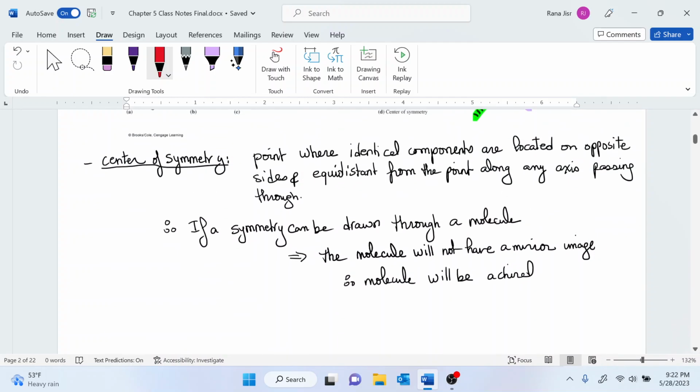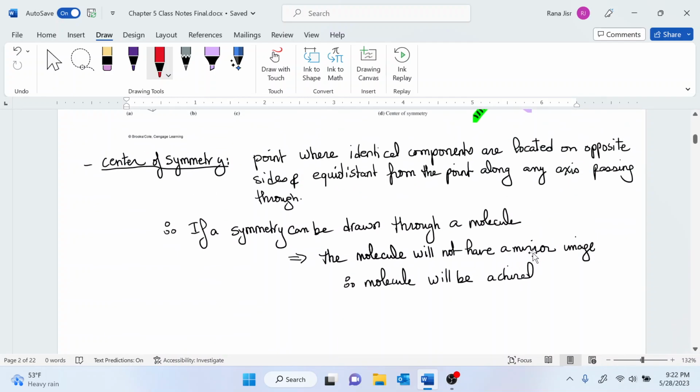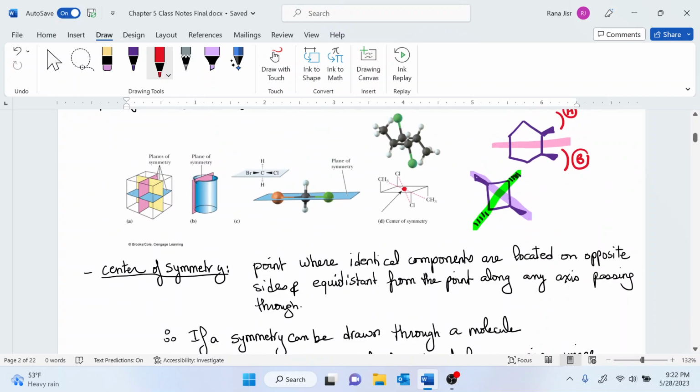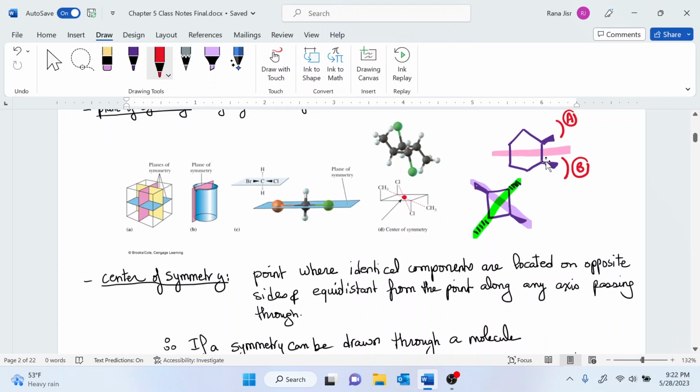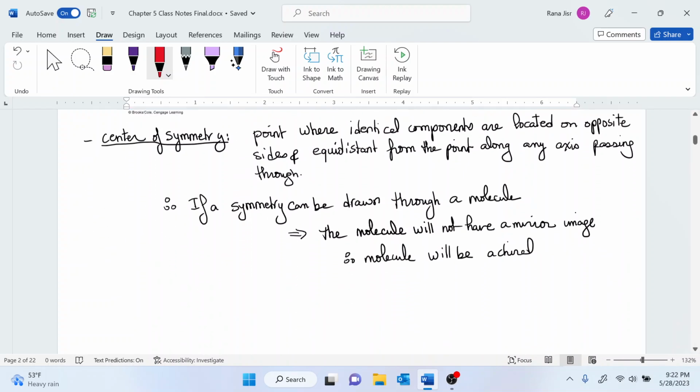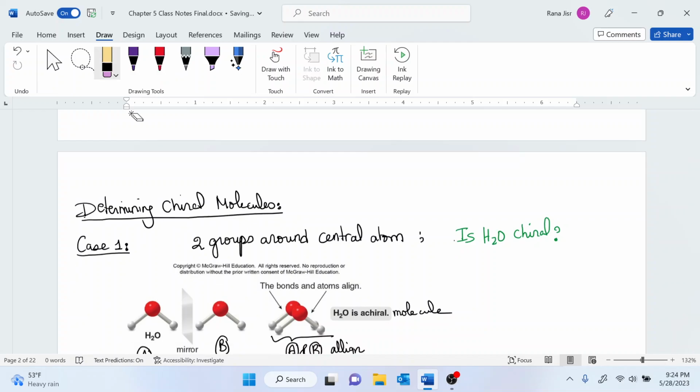The molecule actually will not have a mirror image, because the plane of symmetry by itself is considered to be a mirror that is going to cut the molecule in half. So it's as if the mirror is within the molecule itself, cutting the molecule in half and making the halves superimposable on each other. This is why the molecule will not be chiral. It's termed an achiral molecule, so it will not have a mirror image.